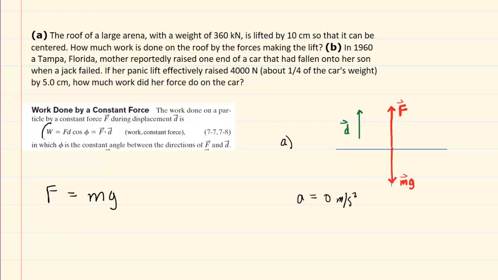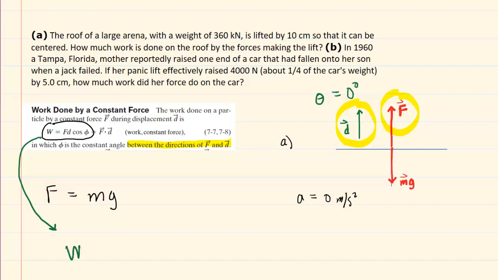We then turn to the expression for work, which is actually what we're trying to calculate here, and we can see that work is equal to the magnitude of the force times the magnitude of the displacement multiplied by the cosine of the angle. It's important to note that that angle is between the directions of the force and the displacement. Now, for the work being done by this force, which is upward, since the displacement is also upward, the angle between those two would be 0 degrees.